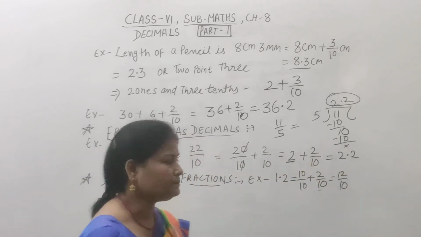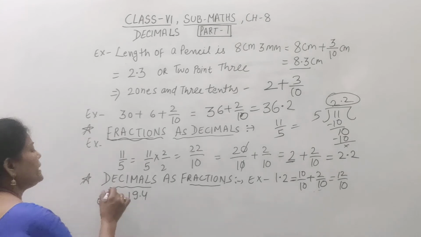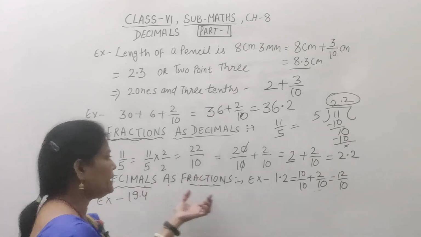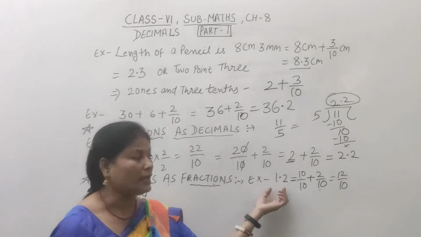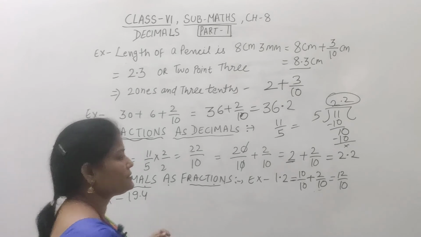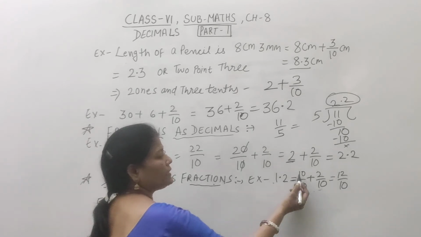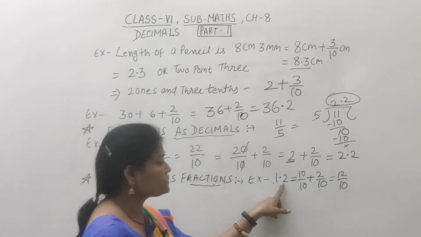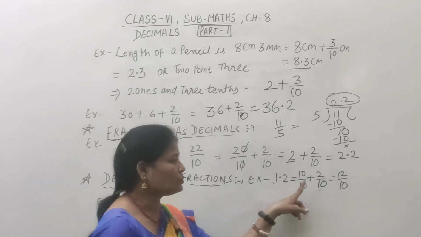Both are the same. Now move to the next topic, decimals as fractions. If any decimal number like 1.2 is given to you, you have to convert it into a fraction. How do we convert? Same, 1.2 I can write as 10 upon 10 plus 2 upon 10. Why 2 upon 10? Because 2 is after the decimal, so 2 upon 10 will come.